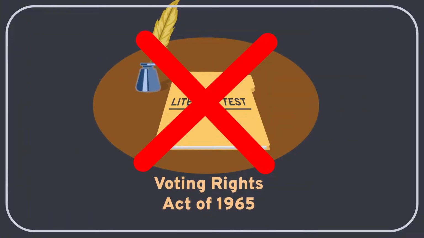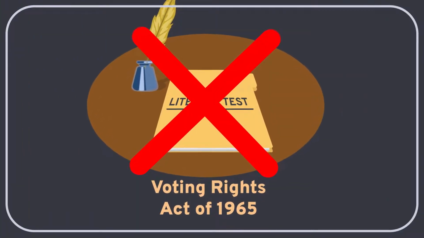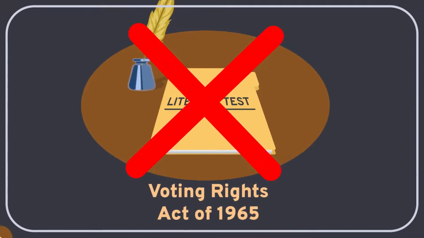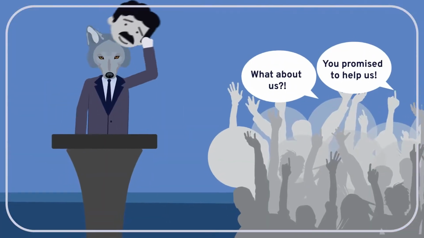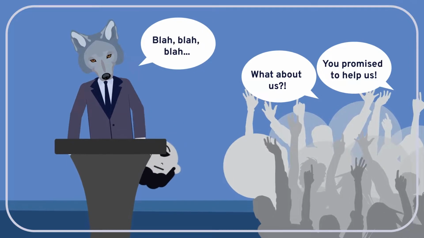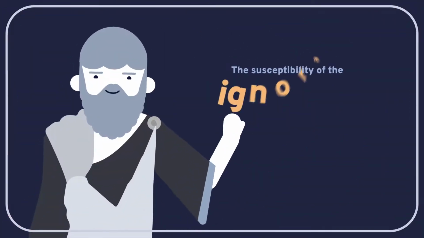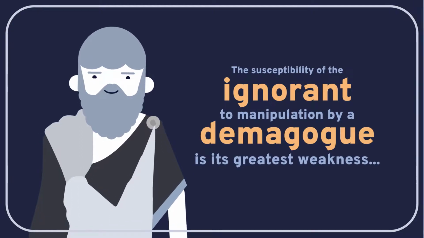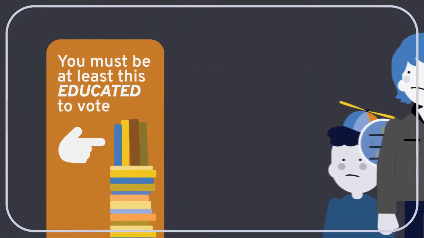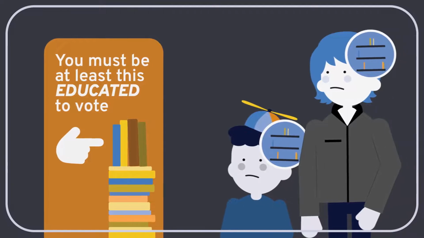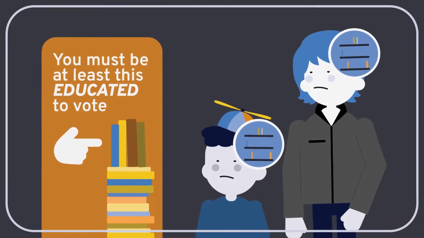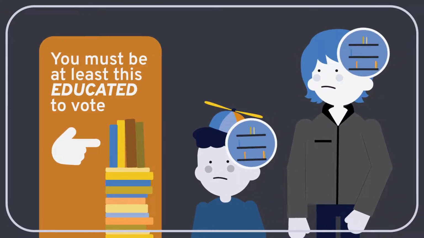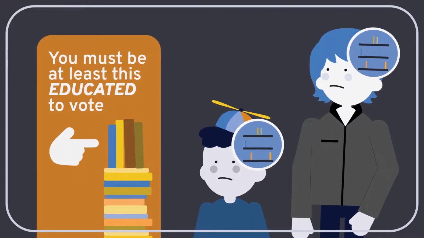If this is the situation after knowledge requirements have been removed, is it possible that letting ignorant people vote has led to the election of representatives who ignore their interests? Plato thought the susceptibility of the ignorant to manipulation by a demagogue was democracy's greatest weakness. But might knowledge requirements bolster democracy against this weakness? Perhaps keeping more easily manipulated ignorant voters away from the voting booth would cause elections to reflect the people's will more accurately.